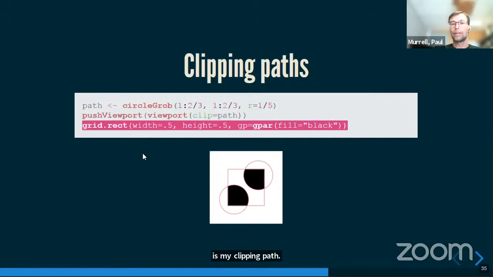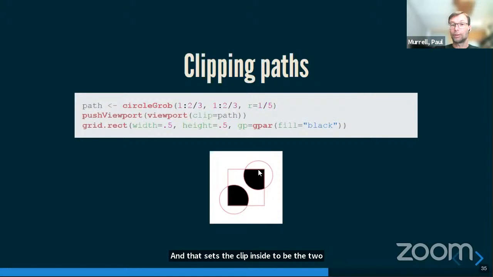And then on the third line there, I'm drawing a rectangle. That's the red rectangle, so square, but that's the boundary of it. And I'm filling that rectangle black. But because I have set this clipping path, I only end up drawing the regions of the rectangle that lie inside the clipping path, so inside either of these 2 circles. So the black regions are what actually gets drawn. The red lines are there just to give an idea of what's going on.